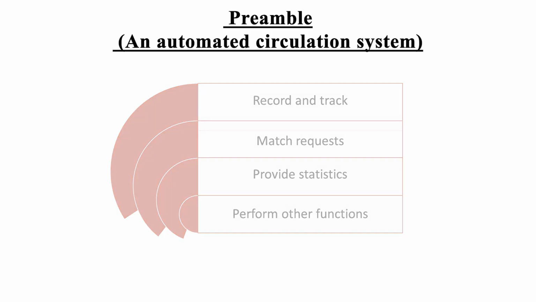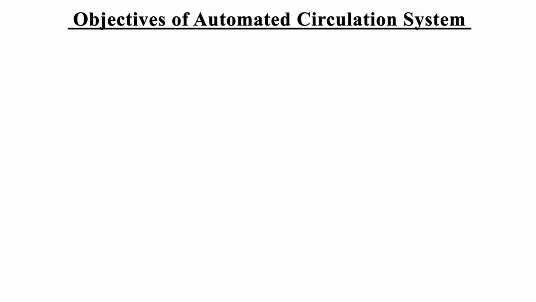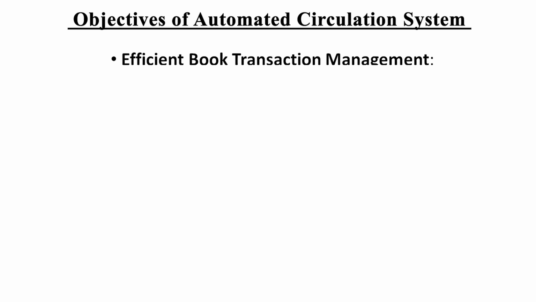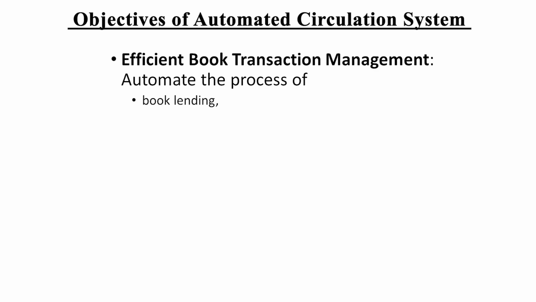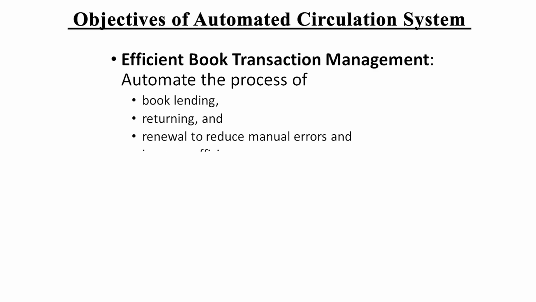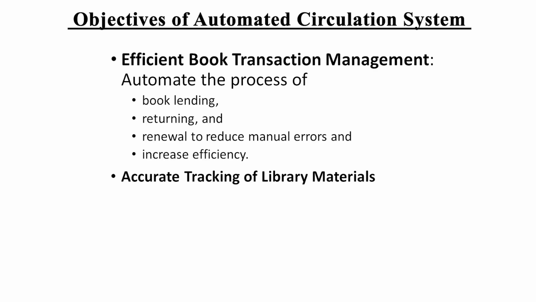So, perform other functions. The objective of the automated system is efficient book transaction management. That is, automate the process of book lending, returning, and renewal to reduce manual errors, and this will finally increase the system's efficiency. That means saving users' time. That is most important.